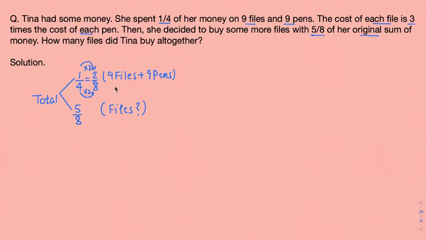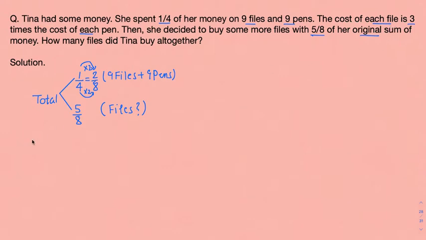So what we have here is that she spent 2/8 of her money on 9 files and 9 pens. And then she wants to buy some more files with 5/8 of her money. So what else we have? We also have this information that the cost of each file is 3 times the cost of each pen.